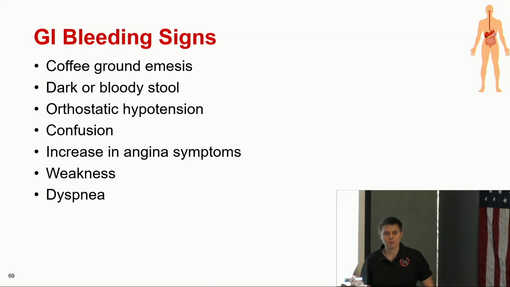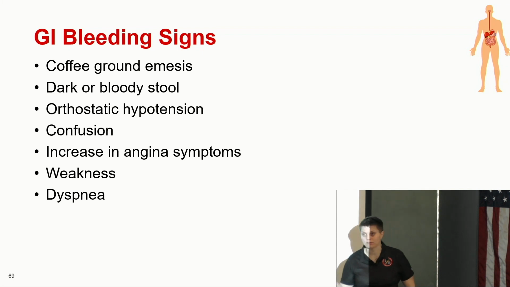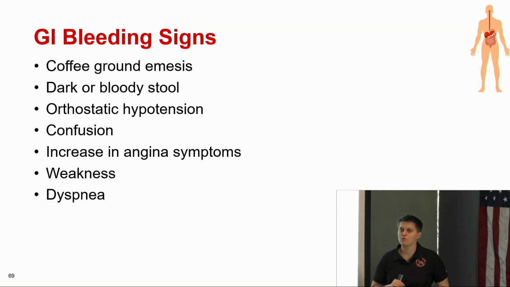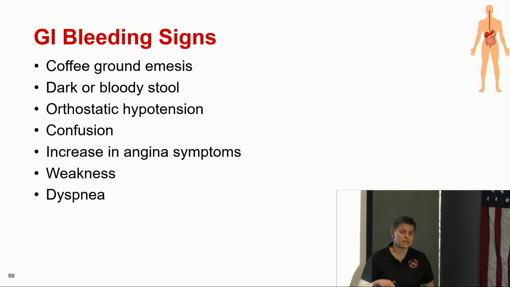May present with coffee ground emesis or dark or bloody stool, depending on the source of the bleed. They may present with orthostatic hypotension or syncope, right? An occult GI bleed leading to slowly evolving hypovolemia or anemia may lead to orthostatic hypotension or syncope. Might actually present as confusion. So yet again, another neurologic sign or symptom that is masking or making it difficult to figure out the underlying cause, which is actually in the gastrointestinal system. May cause an increase in anginal symptoms or heart attack symptoms, weakness, or dyspnea.